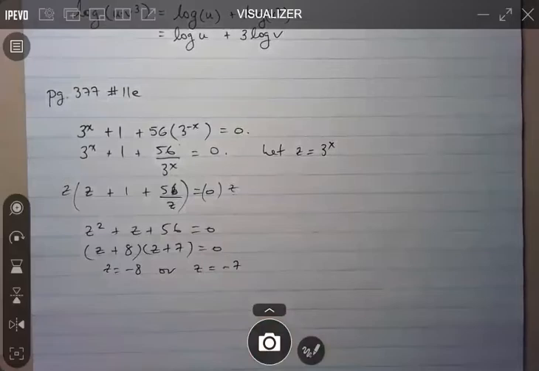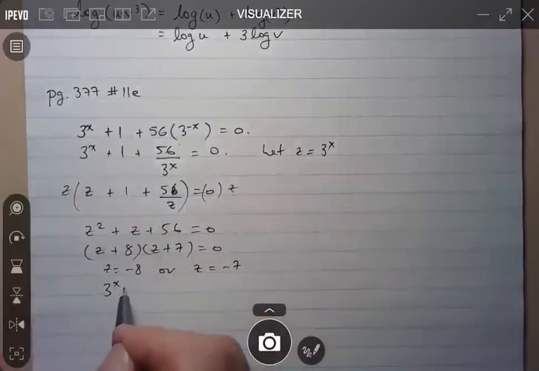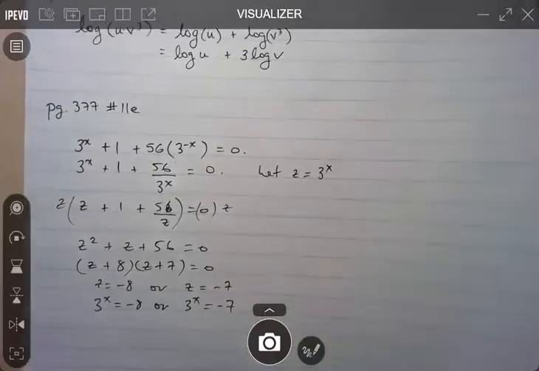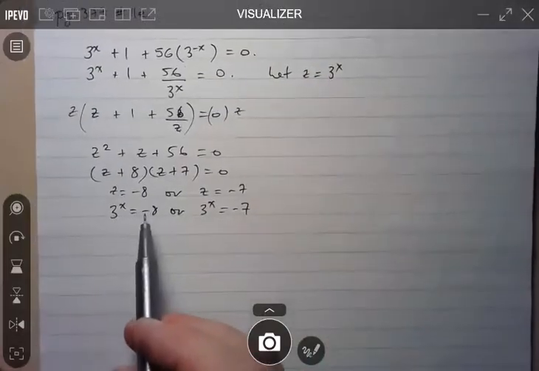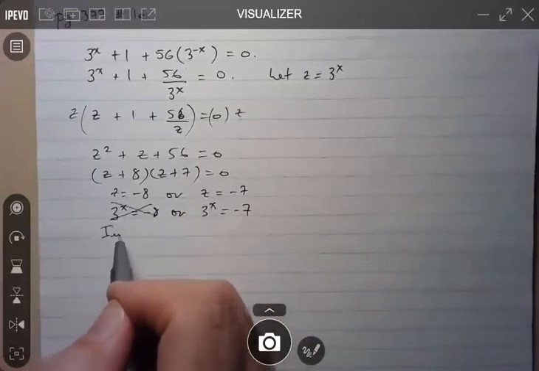Okay, and so now we know that we're not looking for z, we're looking for x. And so this is where I'm going to put z, 3 to the x equals -8, or 3 to the x is equal to -7. And this is where we see, oh, wait a minute. This is an exponential expression equal to -8. That's impossible.